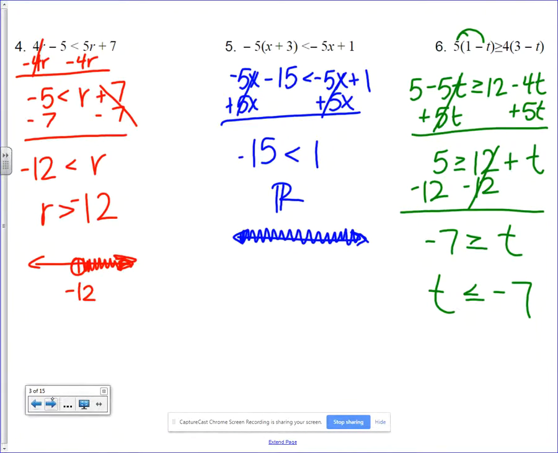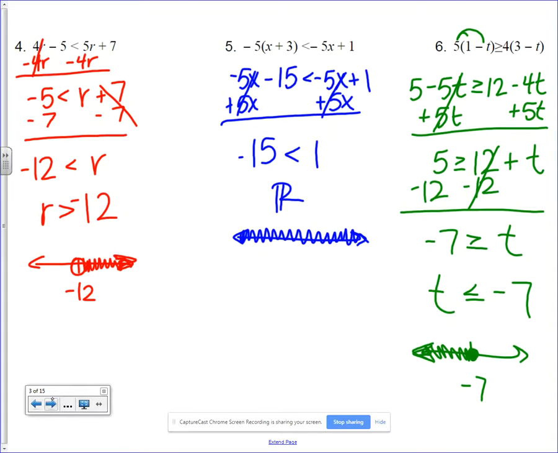And Trevor, now I'm ready to graph this. Is this going to be an open or closed circle on negative 7? And which way are you going to shade? Which way does that arrow point? Yeah, folks, the whole reason we put the variable on the left is because then you get to pick whichever way the arrow points, and that's the way you shade.